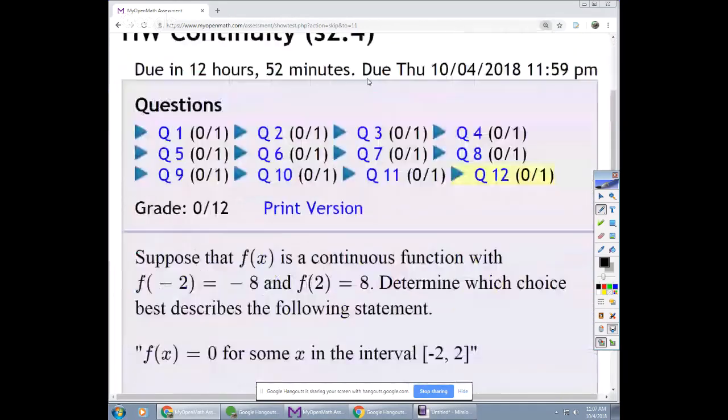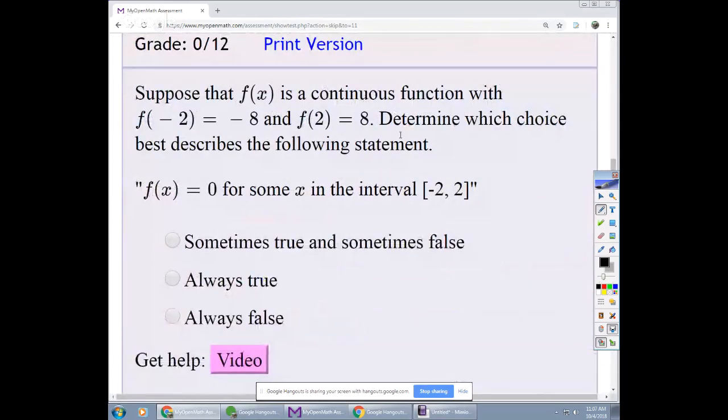Blow it up huge. So suppose that f is a continuous function, f of -2 is -8, f of +2 is 8, determine which choice best describes the statement. So this is based on knowing the intermediate value theorem. So on the interval from -2 to 2, this function goes from negative to positive, true? What has to happen? It has to be 0. It's got to cross the x-axis, right? So f of x equals 0 for some x in the interval. This is sometimes true, sometimes false, always true or always false. Always true. Yeah, if it's continuous, it's got to be true. Otherwise, it's not continuous, right? So always true.